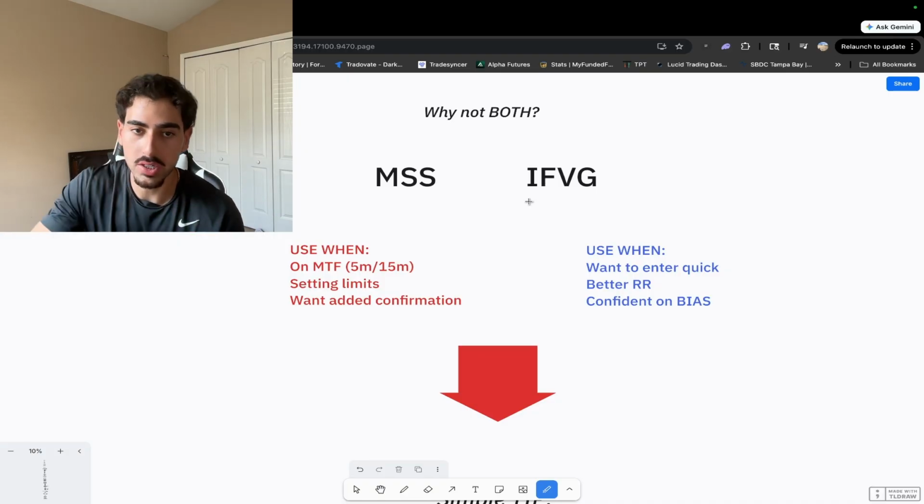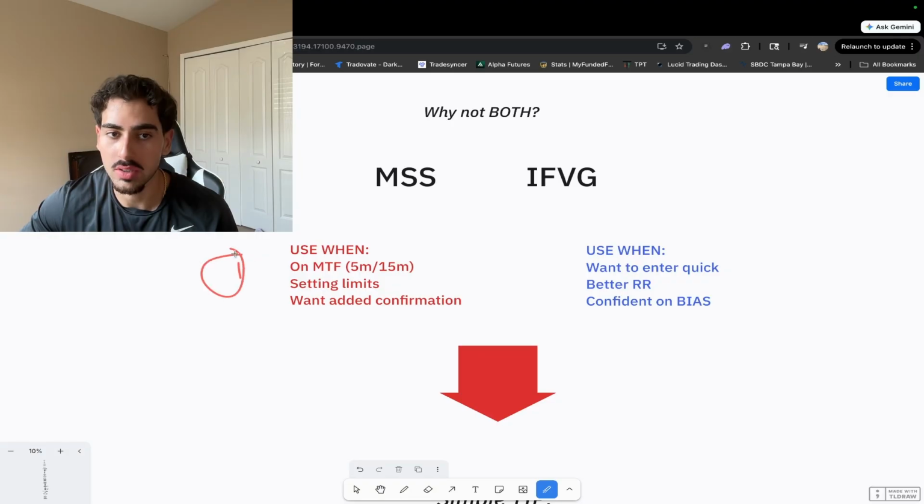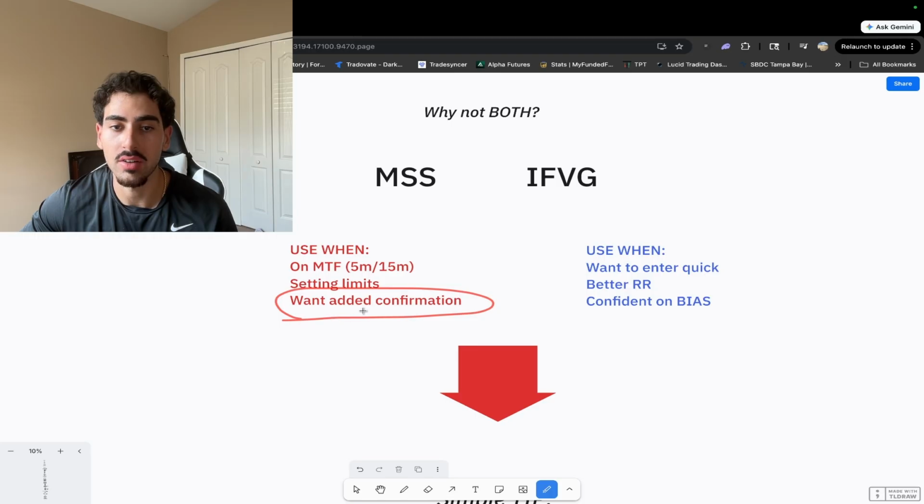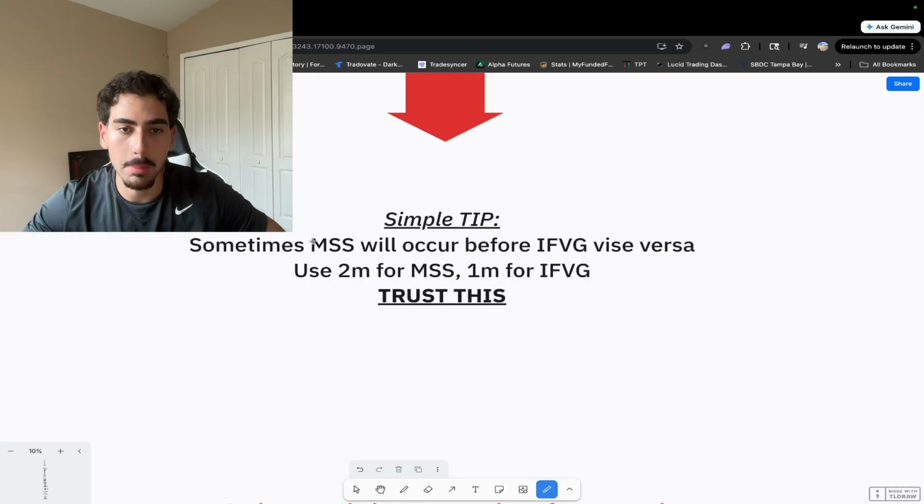You want to be using the market structure shift on the mid time frame on top of already using it on the 2 minute, 3 minute. Sorry about the handwriting, but you don't want to be using this on the 1 minute, all right? Not the 1 minute. You want to be setting limit orders on these order blocks and where you think price is going to come back down on. And if you use this, it is good for wanting added confirmation. When you want to use inverse fair value gaps, you're probably looking to enter more quickly, get better RR, and have very high confidence on the bias already. Simple tip.